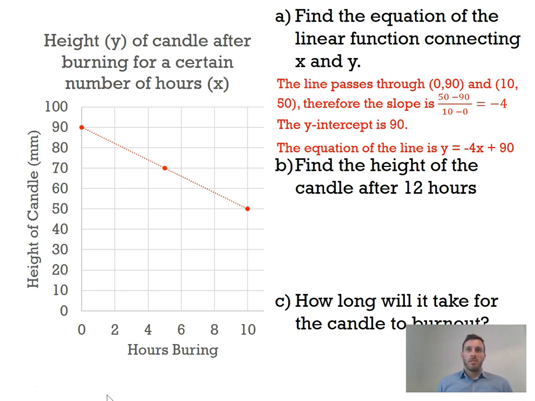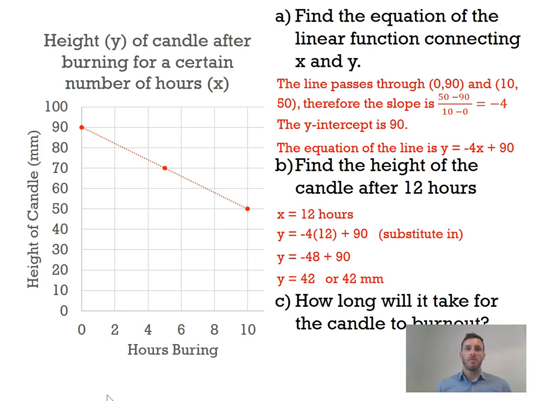Now we can use this equation to find out other information. So you will see that 12 hours isn't on the graph, but we can use the equation of the line to work out x equals 12 hours. We can substitute that into the equation and work out the height of the candle after 12 hours. Solving the equation, we get 42 millimeters. So the height of the candle after 12 hours is 42 millimeters.